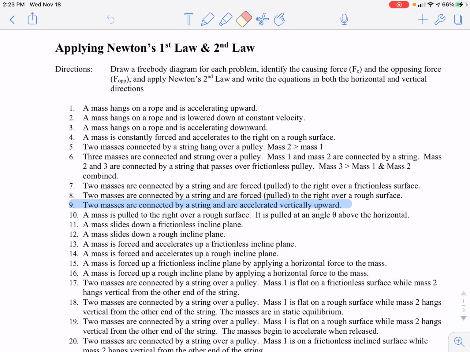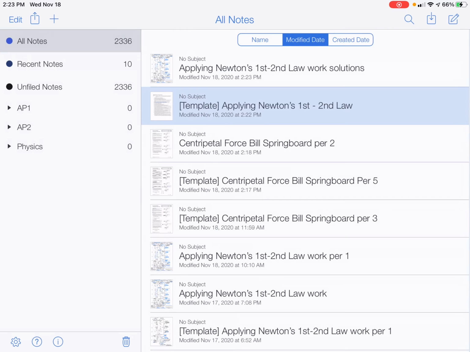Hello and welcome back. In this video, we're going to take a look at question number 9 from the Applying Newton's First Law and Second Law practice. Number 9 says, two masses are connected by a string and are accelerated vertically upward. Let's take a look.